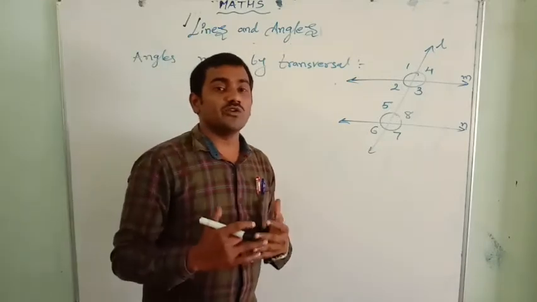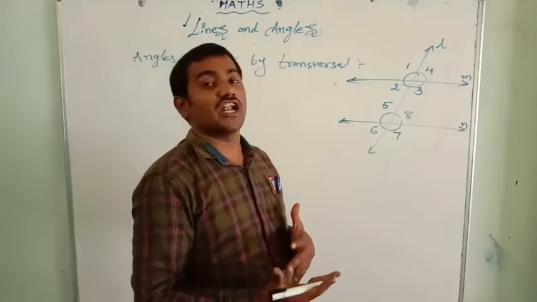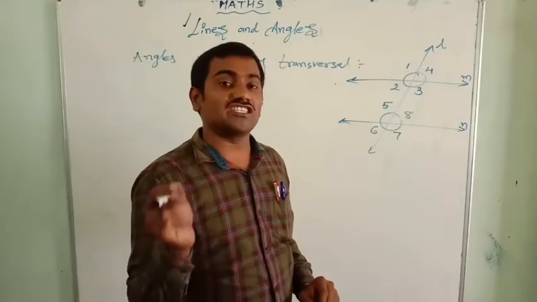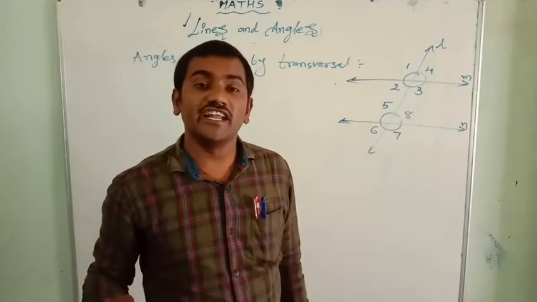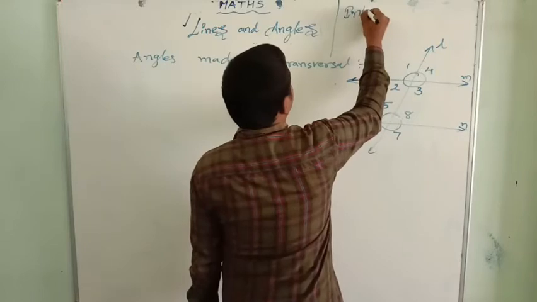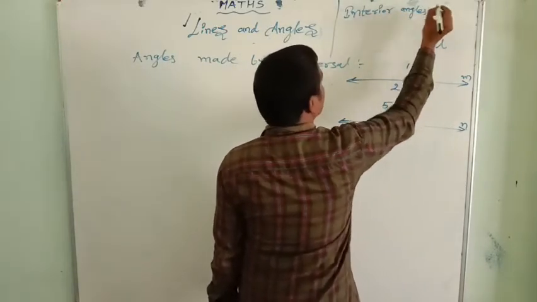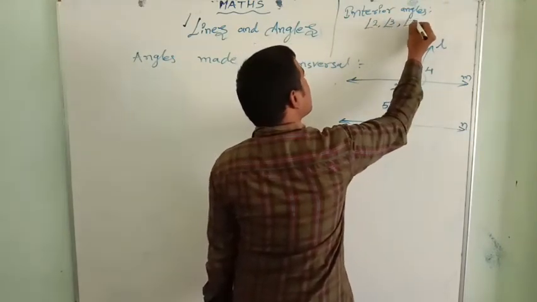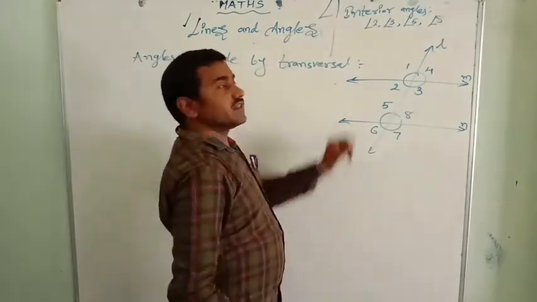Before learning these 3, we must know what interior angles are and what exterior angles are. Angles inside the parallel lines are known as interior angles. Angles 2, 3, 5, 8 are interior angles. Interior angles are what here? Angle 2, angle 3, angle 5, angle 8. This is the angle symbol, children. In this we will write angle.